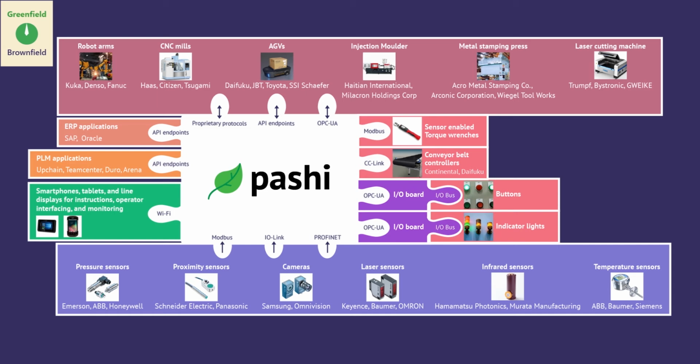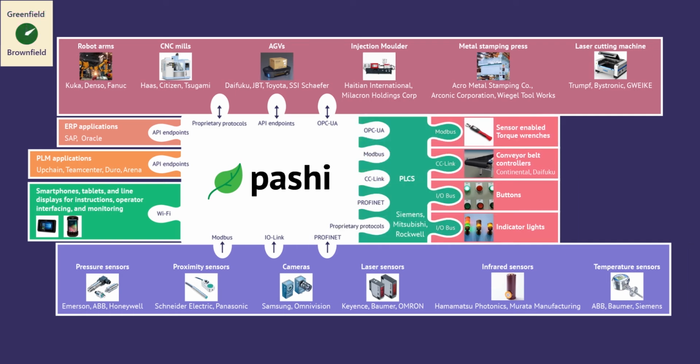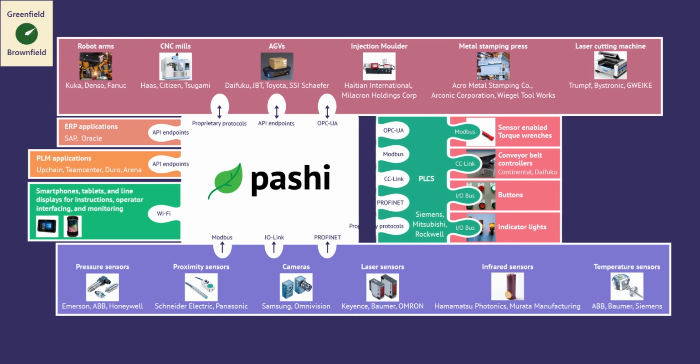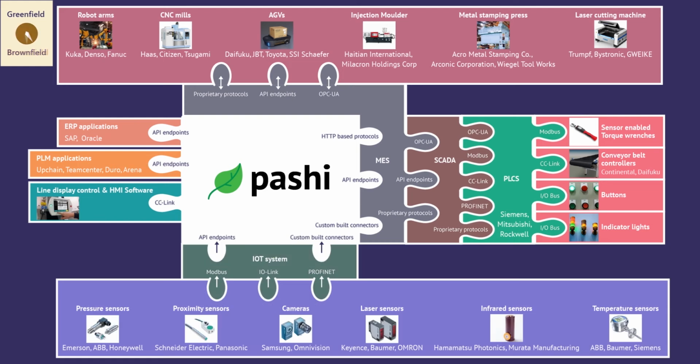Our platform is able to seamlessly integrate with production line hardware directly or through PLCs, which are commonly used to control production equipment. We can also easily integrate with ERP, PLM, SCADA, MES, and other custom software systems. For more information, please check out our dedicated integration video, the link for which is provided in the description.